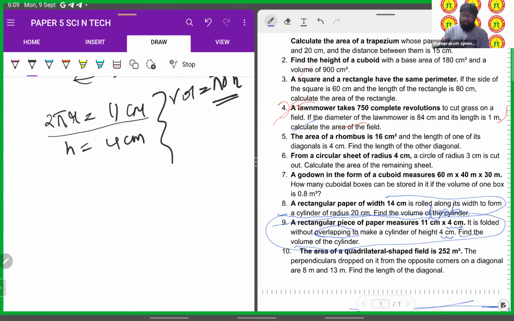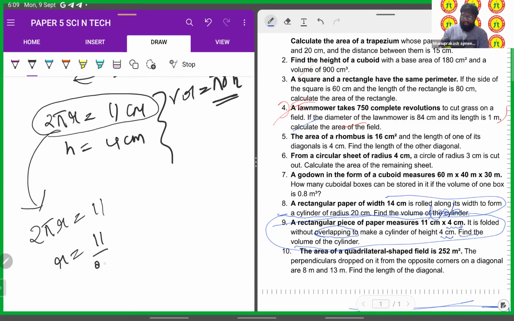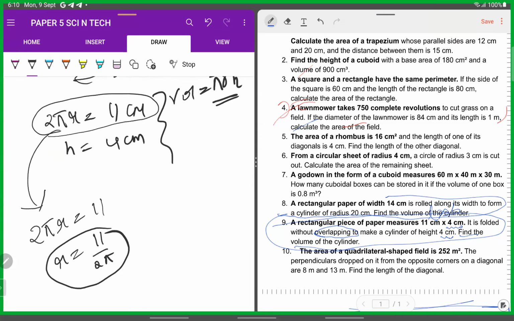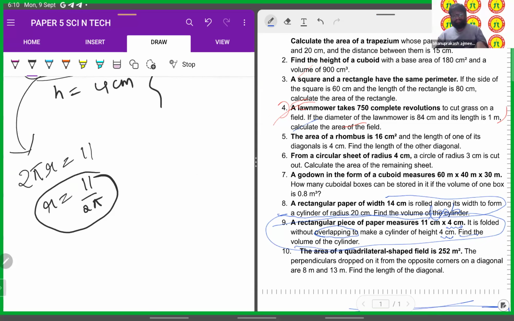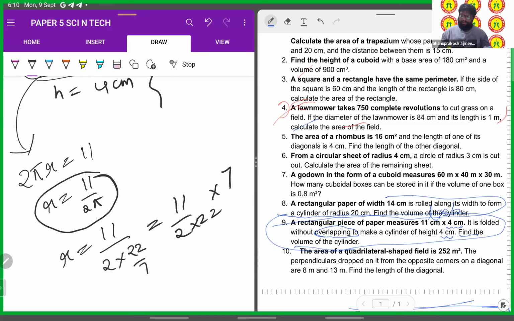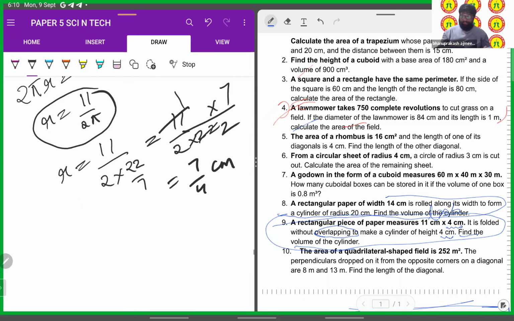So from here, I will find out the radius. So 2 pi r is equal to 11. So r is equal to 11 by 2 pi. Can I write in this way? Yes, sir. Then ultimately r is equal to 11 by 2 into 22 by 7, so that would be equal to 11 into 7 by 2 into 22. Can I write in this way? So 11 ones, 11 twos, so 7 by 4 centimeter. Now what is h? You know h is what? 4 centimeter. Yes or no?